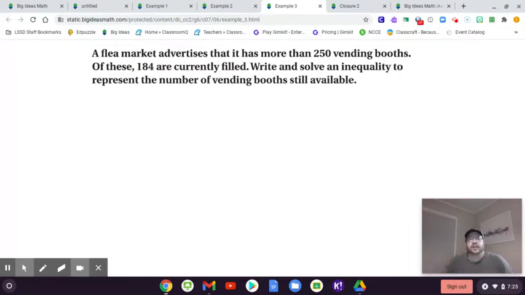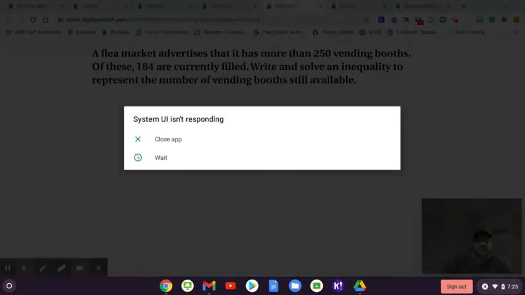Write and solve an inequality to represent the number of vending booths still available, knowing that there's more than 250.